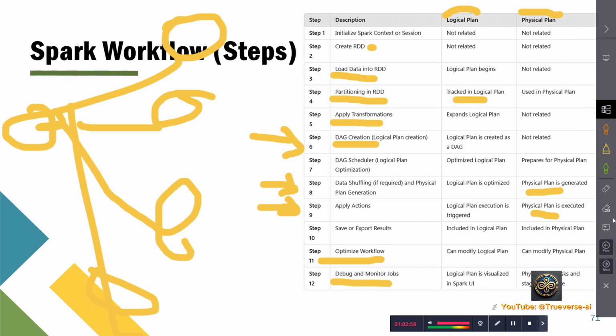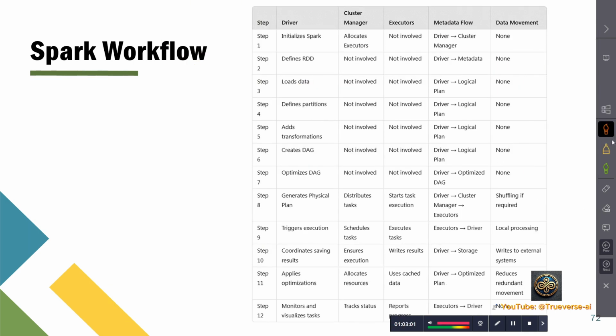And then let's go here. Here you see I put the driver, executor and cluster management, and the metadata flow and data movement, how data moves. This is another direction. When you initialize, allocating the executor does not do anything. We don't have any data movement.